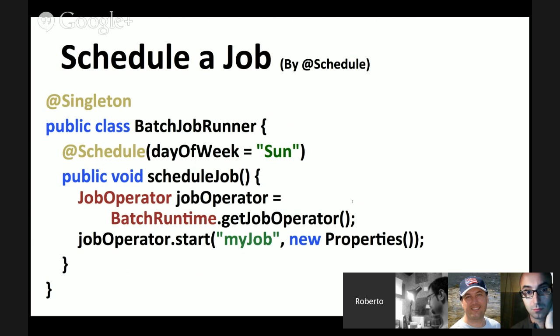Something that I also get asked is how you can schedule jobs. We've seen how you can run a job, but the job specification doesn't tell you how to schedule it. So we can rely on other things from the Java EE world to schedule a job. In this case, we're using the timer specification and just using the schedule annotation to say, okay, I want to execute the job on Sunday. And here I just do the job running code: job operator, batch runtime, get job operator, and run the job.